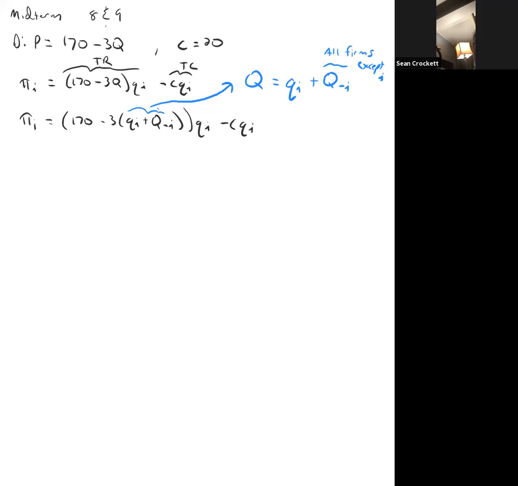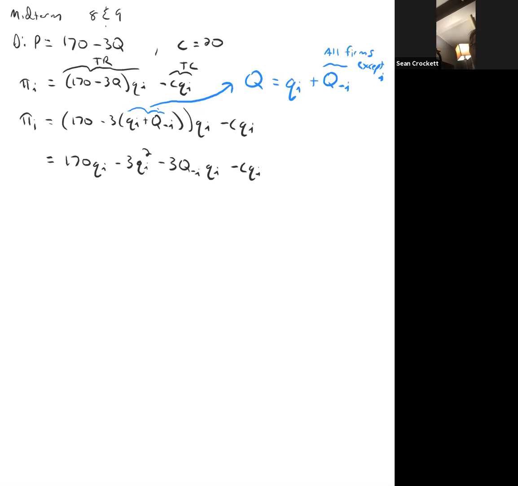Yes. Okay, and so now I have profit equal to 170 times QI, I'm just multiplying it through by that QI, minus 3 QI squared, minus 3 Q minus I times my own quantity, minus C QI. That's firm I's profit function for any firm I. It doesn't matter if there's 1 firm or 10 firms. This is any firm's individual profit function.